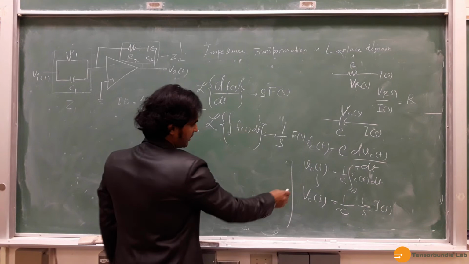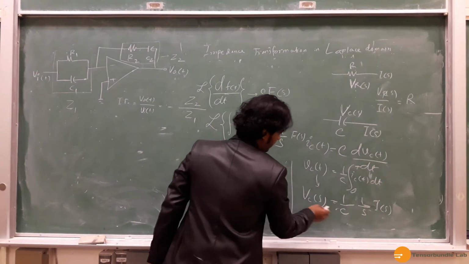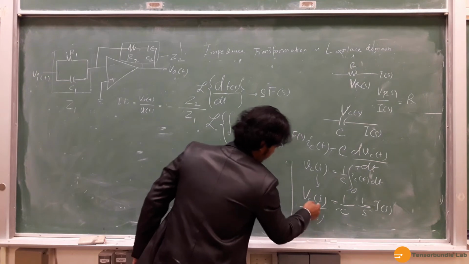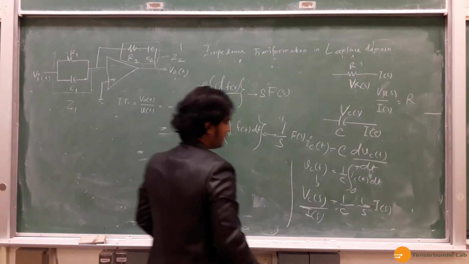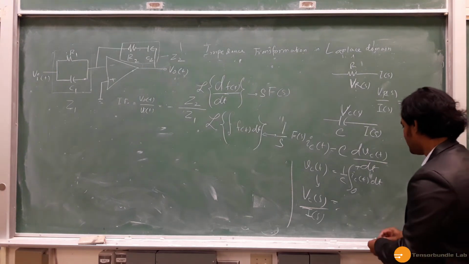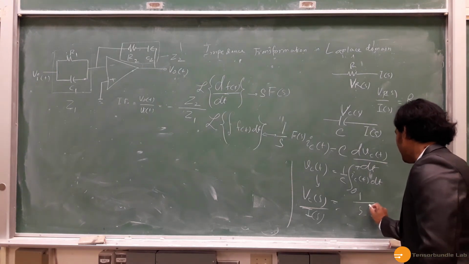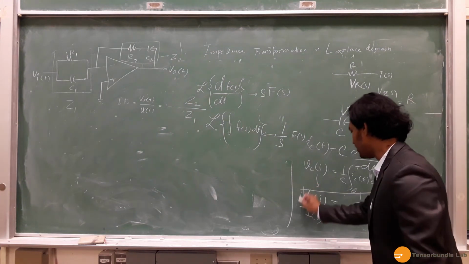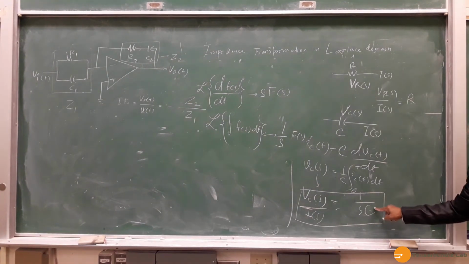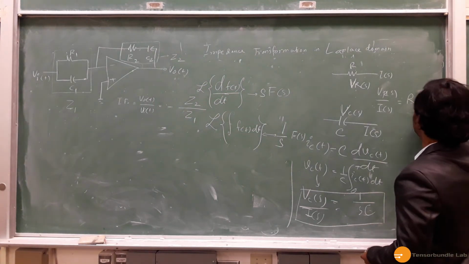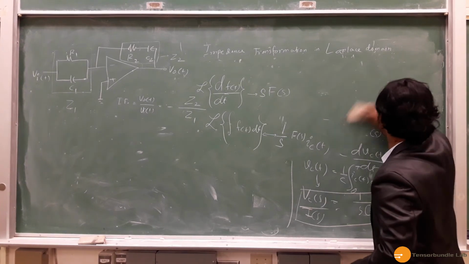Then we can get the ratio between the voltage and current. Just bring the I of s over V of c, then we can get the impedance of the capacitor as 1 over s of c. So this is the impedance transformation in the S domain of a capacitor. Alright, so I'll write it clearly here for your reference.